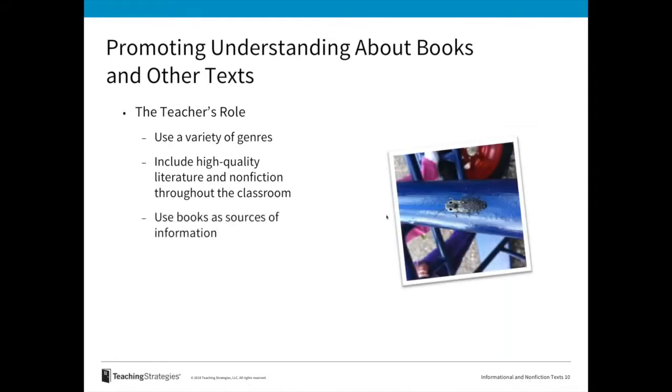We also want to talk about using books as sources of information. We want to support children in learning strategies for searching for information to answer their questions in nonfiction texts. If a child sees an interesting insect on the playground and wonders what it might be, you can refer to an encyclopedia or book about insects. Together, look in the index to find the relevant page number. Read the information to the child and discuss the picture.